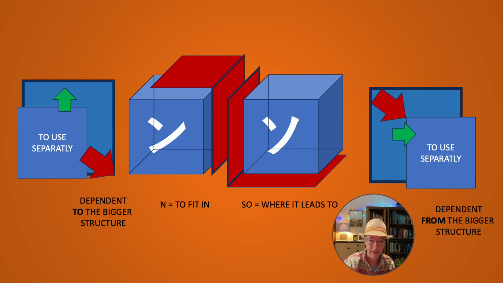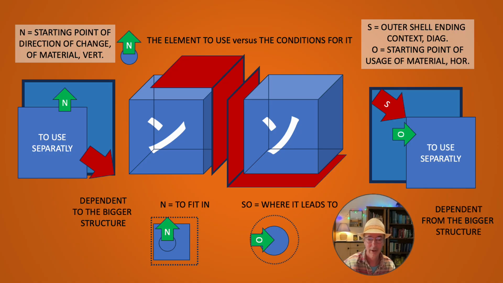meaningful letters. So the N shows a dependency to a bigger structure, while so shows the dependency from a bigger structure, and that's why you have this angle difference. And that's how you can remember it. You have this square where you have one element you can take out, and you say, okay, I know that dealing with the context, it will fit into something bigger. Or otherwise, I have the conditions ready for it. Let's see where that will lead to.